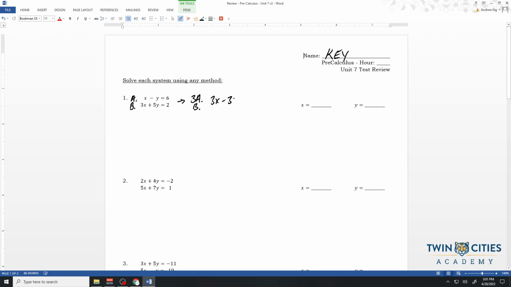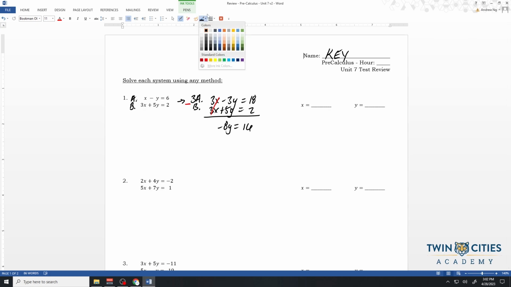3x minus 3y equals 18. And B will remain the same, 3x plus 5y equals 2. Next, I'll be subtracting. I'm getting rid of the x's, so same sign subtract, opposites add. Let's subtract these equations. The x's will subtract out. Negative 3y minus 5y will be negative 8y. And this is equal to 18 minus 2 is 16.